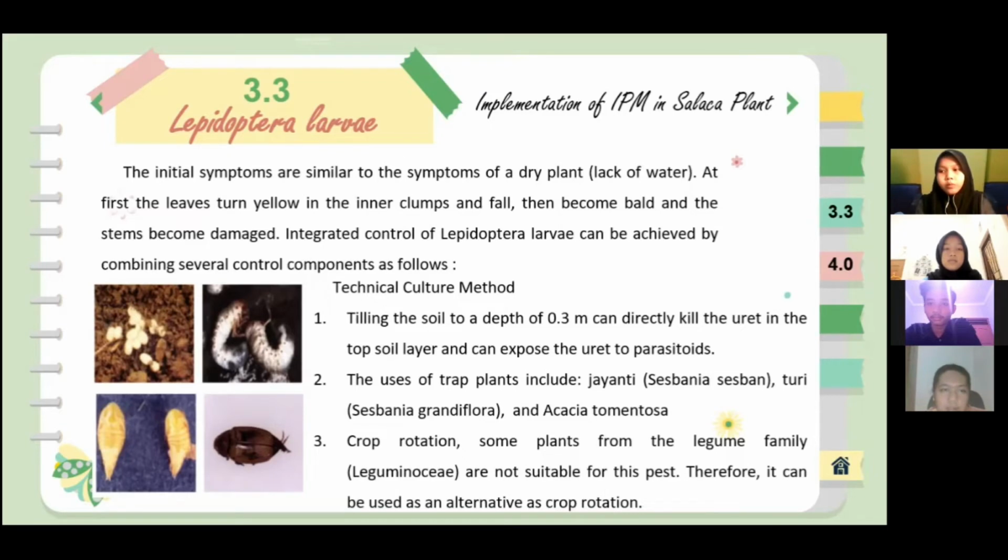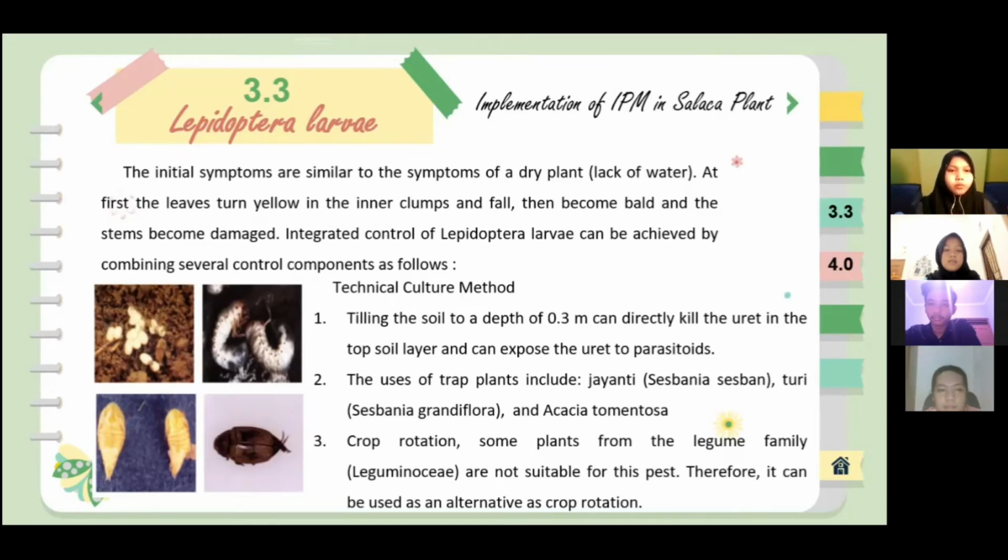Lepidoptera larvae. The initial symptoms are similar to symptoms of a dry plant or lack of water. At first, the leaf turns yellow and the inner clumps and falls, then becomes bald and the stems become damaged. Integrated control of Lepidoptera larvae can be achieved by combining several control components as follows. The first is technical culture method.